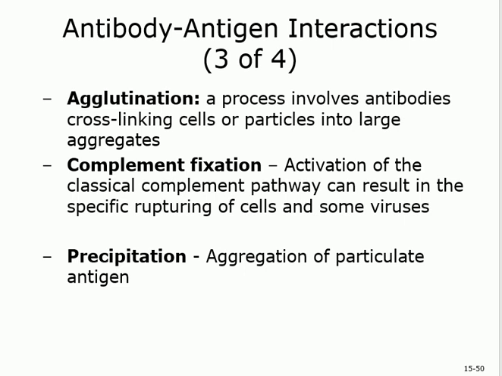And these are cross-linked. Then you're going to do complement fixation. You are going to activate the complement, and we talked about the complement before in chapter 14. You're going to activate the classic pathway, so the cells are going to rupture because of the complement. The last one is precipitation, which is aggregation of the particulate antigen. That antigen is going to aggregate and then it's going to precipitate. It's going to settle down.